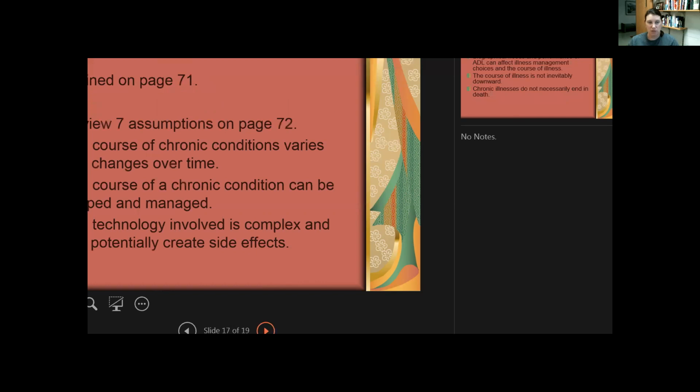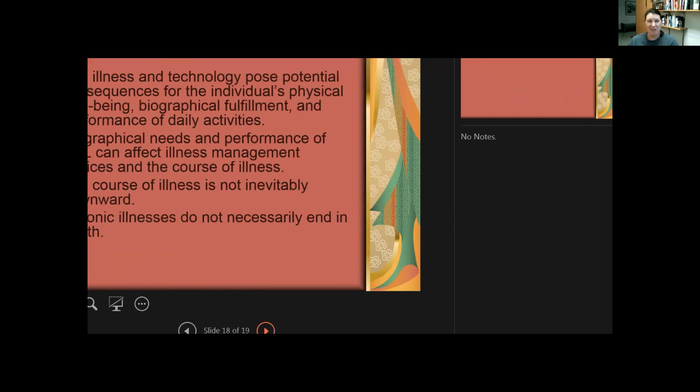There are 7 assumptions: that the course of chronic conditions varies or changes over time, that the course of a chronic condition can be shaped and managed, that technology is involved and can alleviate and/or create side effects. Illness and technology pose both potential consequences for the individual as well as fulfillment and help in performing daily activities. That the performance of activities of daily living can affect your illness management, that the course of illness is not inevitably downward, and that chronic illnesses do not necessarily end in death.